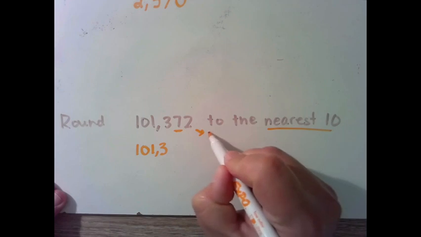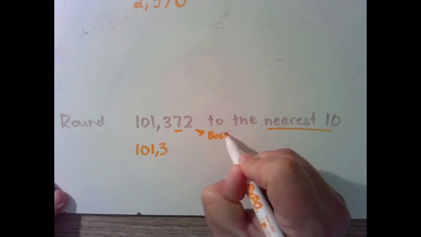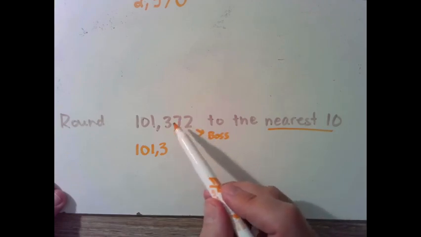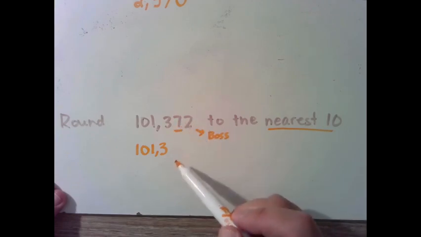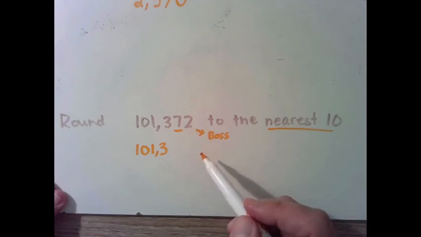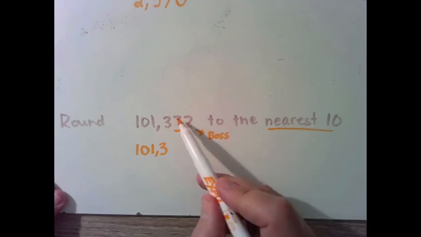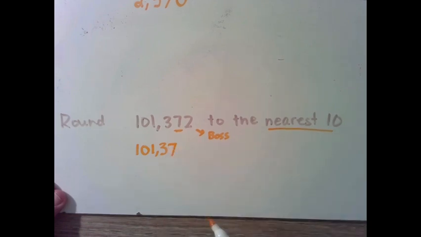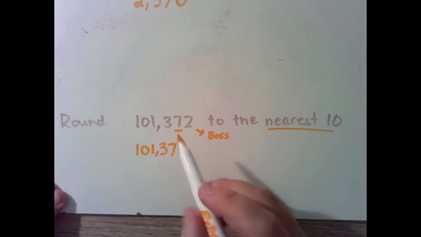This 2 is our boss. The boss tells us what to do. So again, 5 and above, we're going to give this 7 a shove. If it's 4 and below, we're going to let it go. Since 2 is in the 4 and below group, we're not going to do anything to that 7. We're going to leave it alone. So that's why we're going to just keep it a 7. And everything after the stop sign becomes a 0.